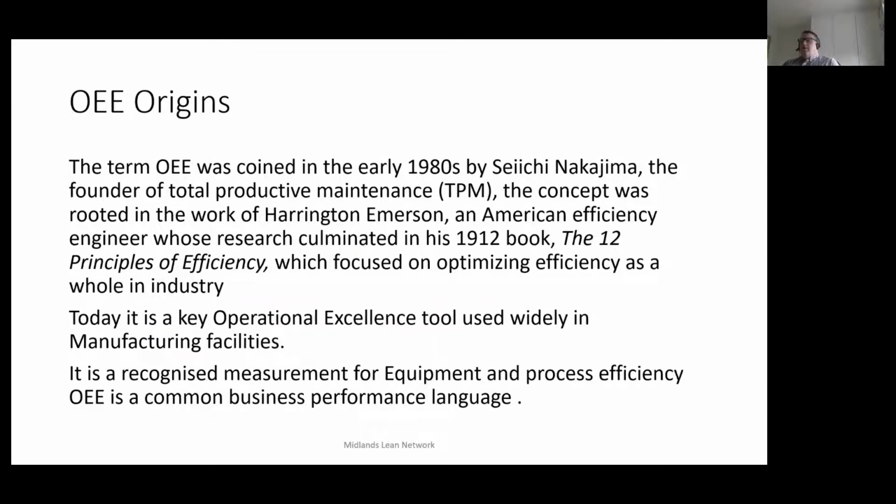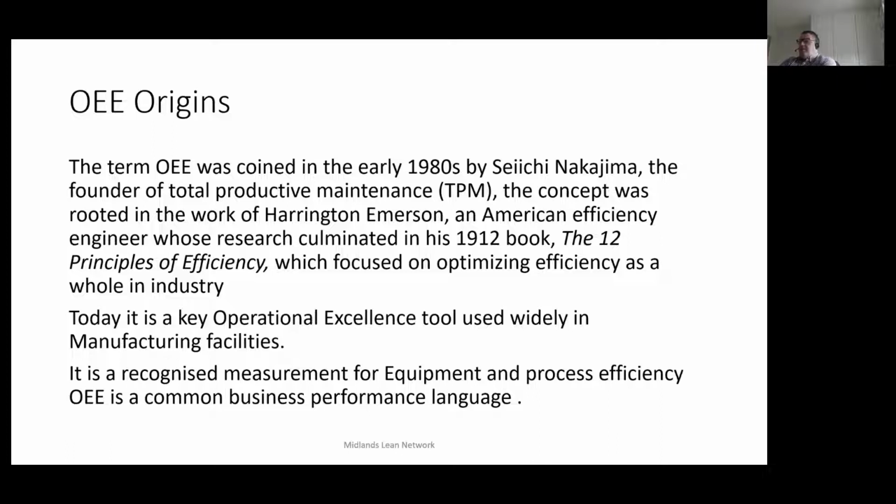Where did it originate? The term OEE was coined in the early 1980s by Seiichi Nakayama, and he was the founder of the Total Productive Maintenance system. So OEE is really part of TPM, and it's very much focused on industry and manufacturing and packaging type units, which have lines or machines that produce single or multiple units, where units are produced as they pass through a machine.